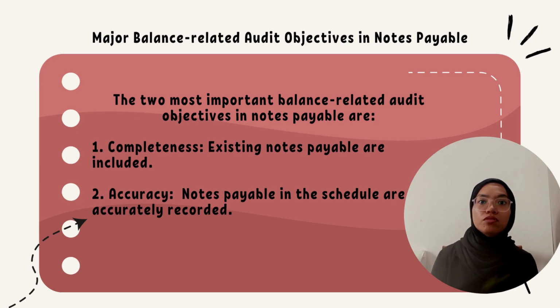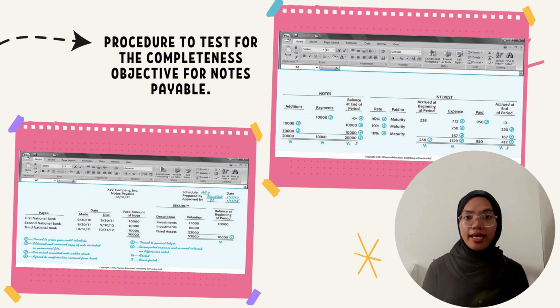When internal control over notes payable is deficient, the auditor may need to perform extended procedures to test for omitted notes payable. For example, the auditor might send confirmation to creditors that have held notes from the client in the past but are not currently included in the notes payable schedule. The auditor might also analyze expense for payment to creditors that are not included in the notes payable schedule and review the minutes of the board of directors meeting for authorized but unrecorded notes. And next is the figure of common procedures to test for the completeness objective for notes payable.